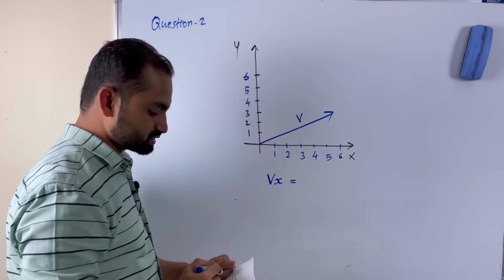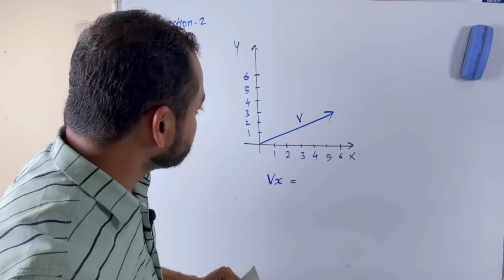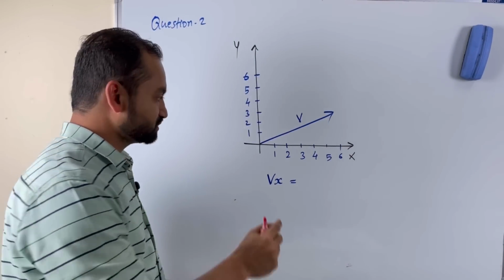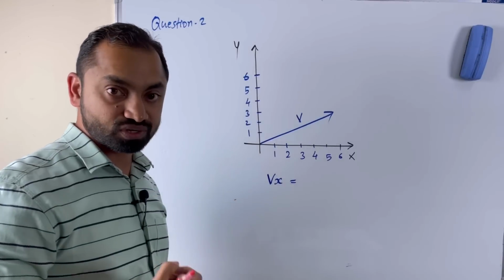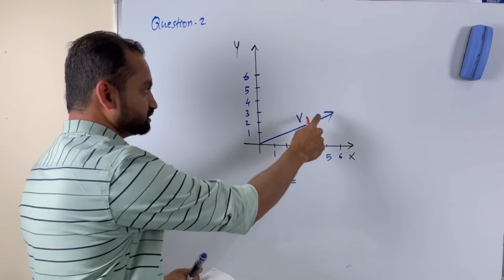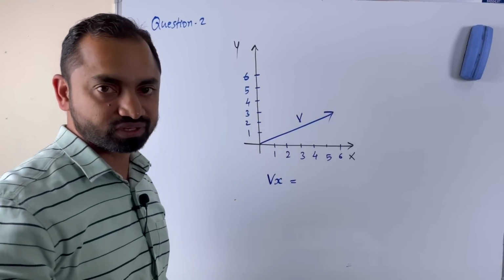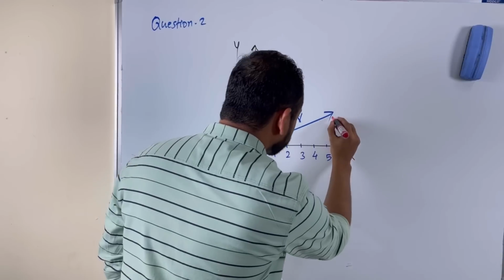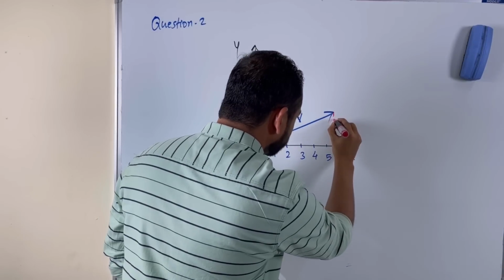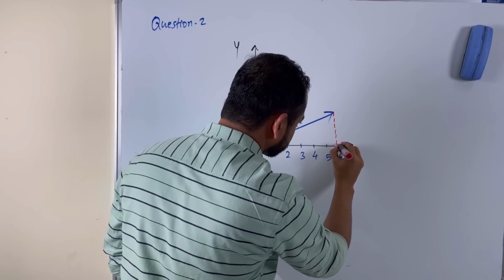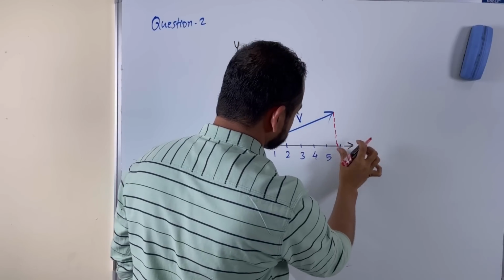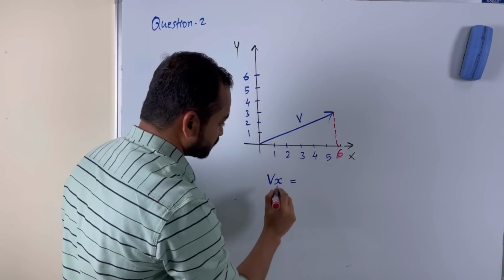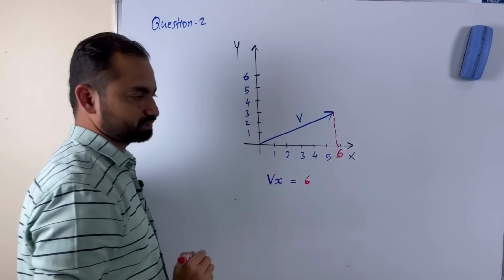How to find Vx? From the tip of this vector. You know, every vector has a tail and a tip. This is the tail of the vector, the starting point, and this is the end point of the vector, which is called the tip or head of the vector. From its head we will draw a line here. Okay, so it's almost 6. So we will write Vx equal to 6.